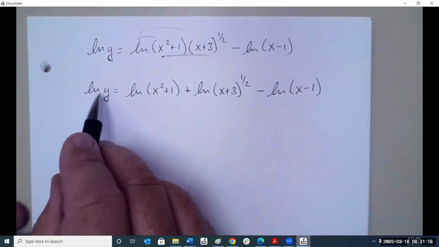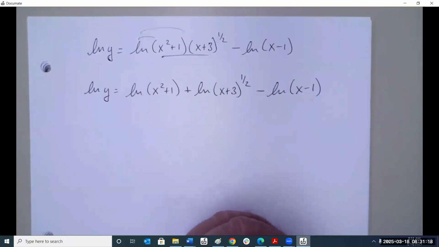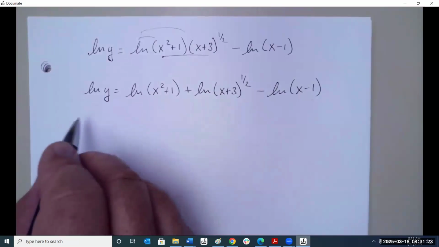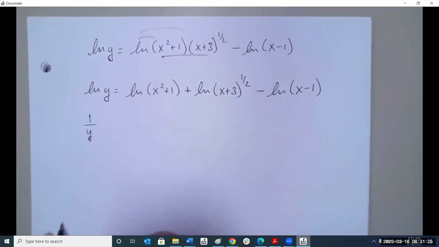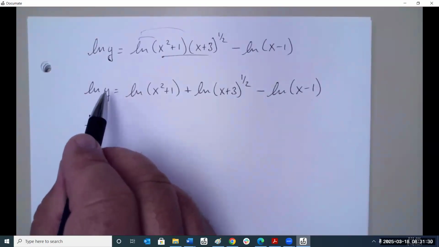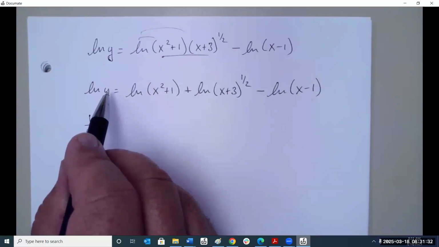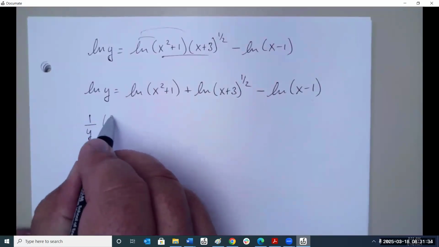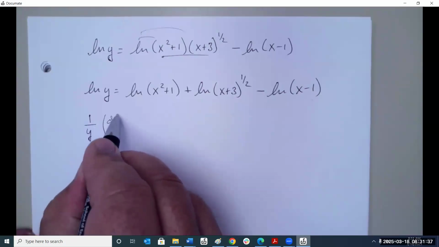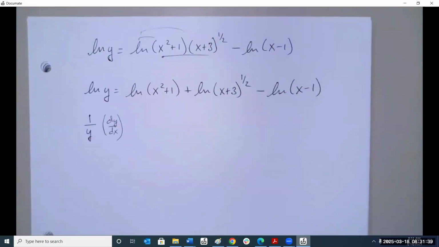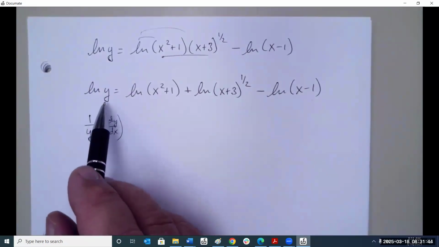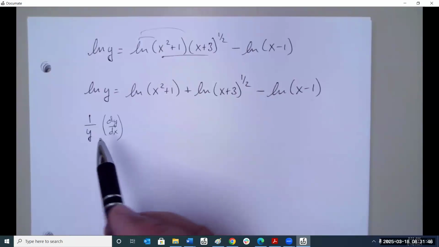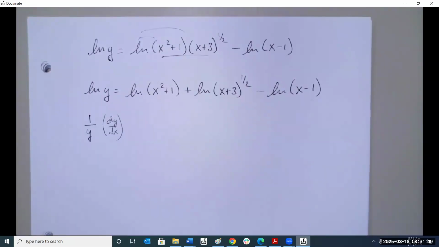What is the derivative of ln y? One over y. What else? Remember, whenever you take a derivative of y, what do you have to put after it? dy dx. Because it's implicit differentiation. Whenever you take a derivative of y, you take a derivative like normal, but then you have to multiply by dy dx because you're taking the derivative with respect to x.